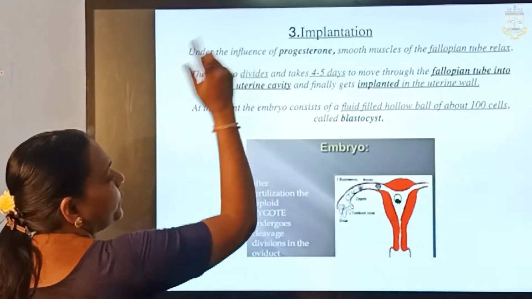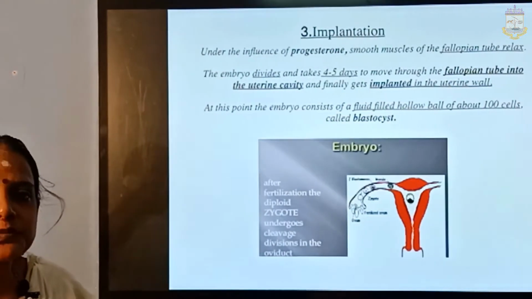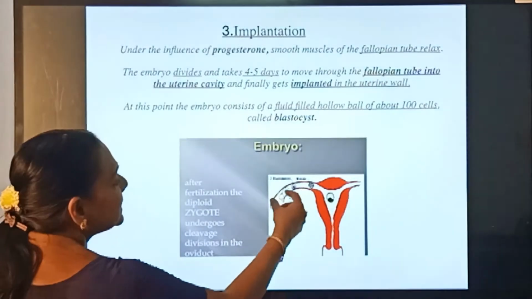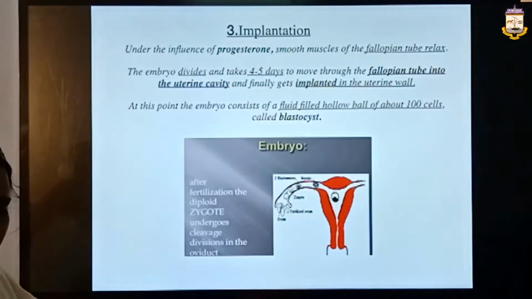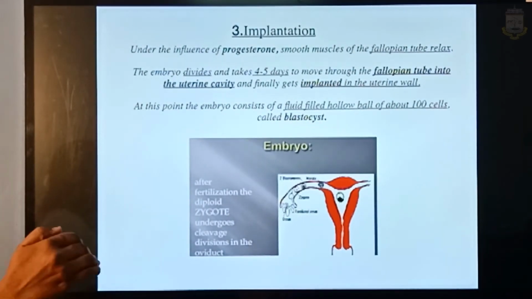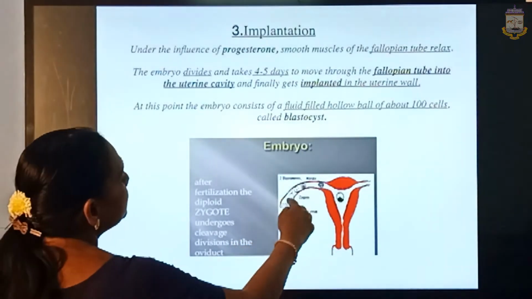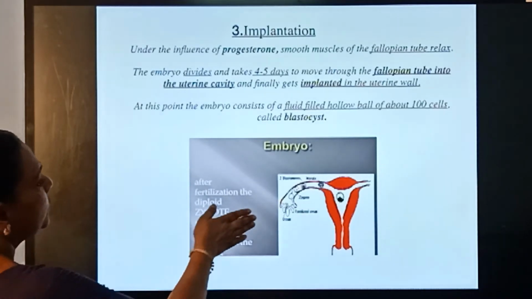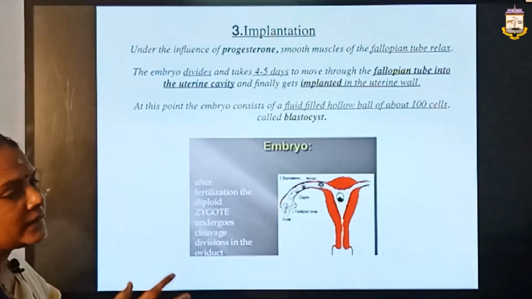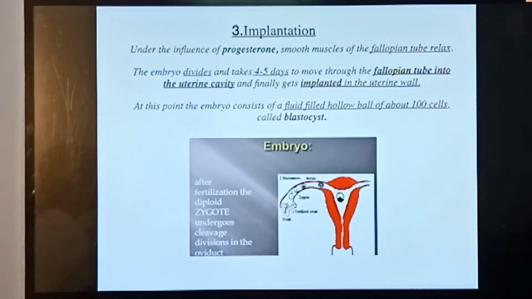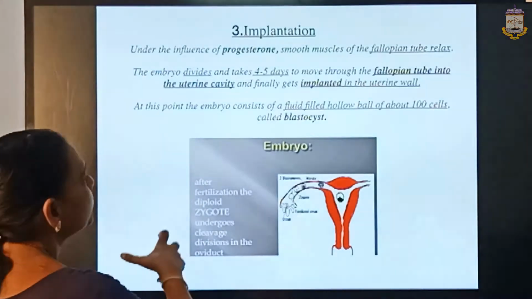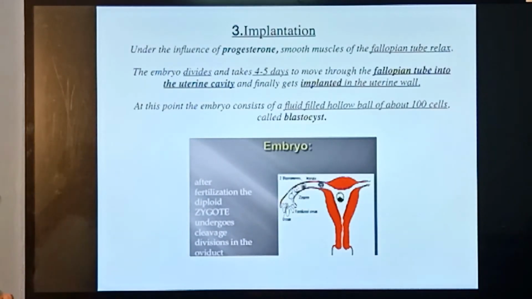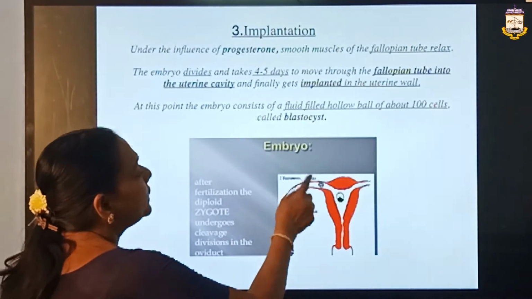So under the influence of progesterone, this hormone which is produced by the corpus luteum, what happens is that this relaxes the muscles of the fallopian tube or the oviduct, because it has to move step by step for further development. After 4 or 5 days, slowly it moves to the uterine cavity. There it gets implanted for development into the uterine wall. At this point, the embryo consists of a fluid filled hollow ball of cells. Now that you call a fluid filled hollow ball of cells.